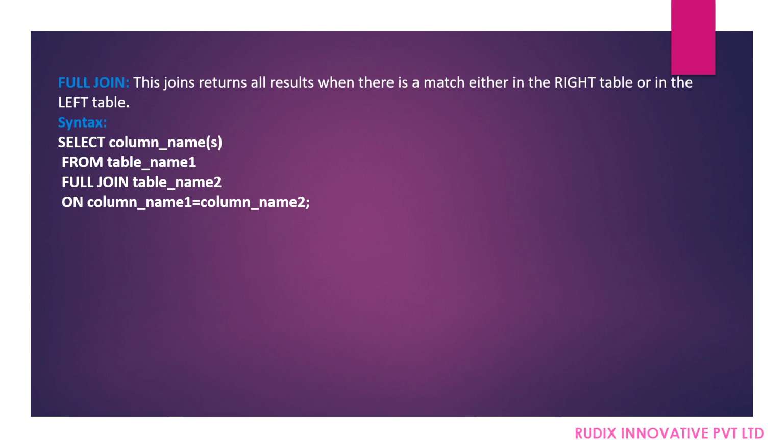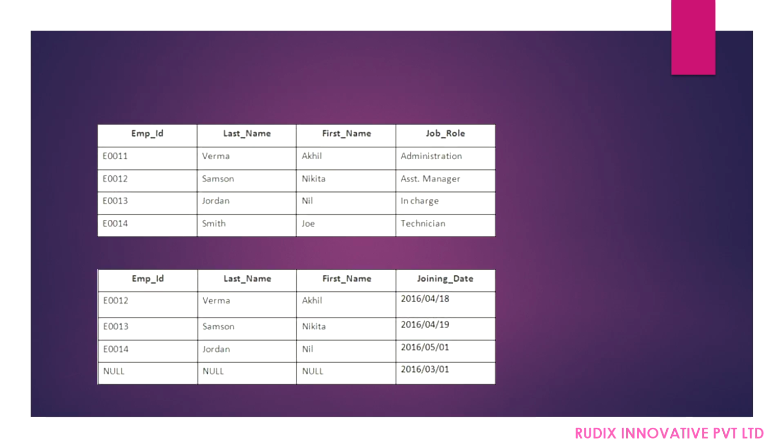Full join. It returns all results either in the right table or in the left table. The syntax of this full join is: select column name from table name 1 full join table name 2 on column name 1 equal to column name 2. So here is one example.